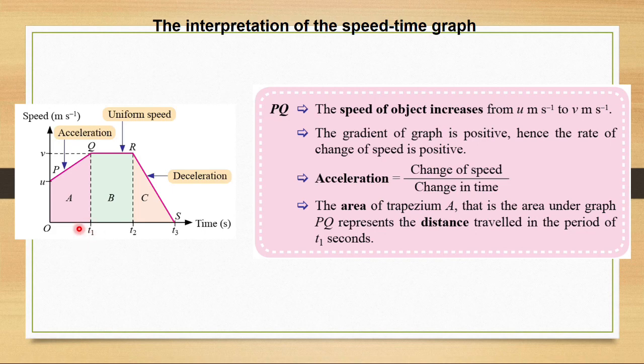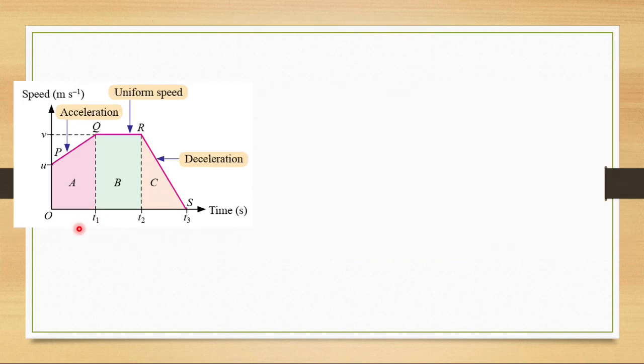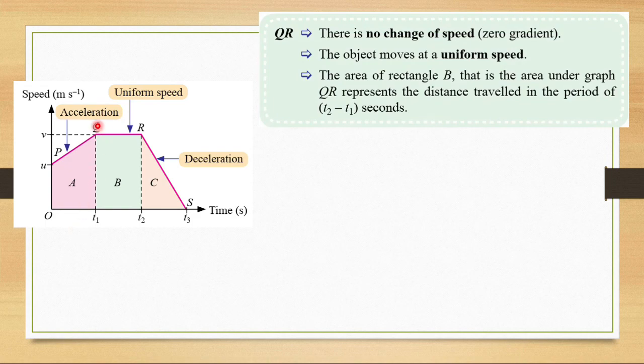Okay, now we look at part B and part C here. The next one is part B. From Q to R, there's no change of speed because the gradient is 0, also meaning that it is a uniform speed. And then the area of the rectangle B over here, this one represents the distance traveled in the period of T2 minus T1 second.